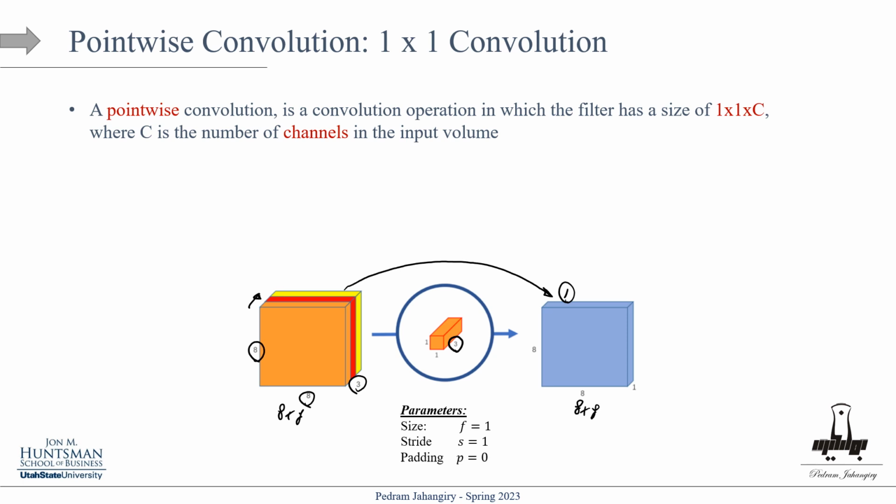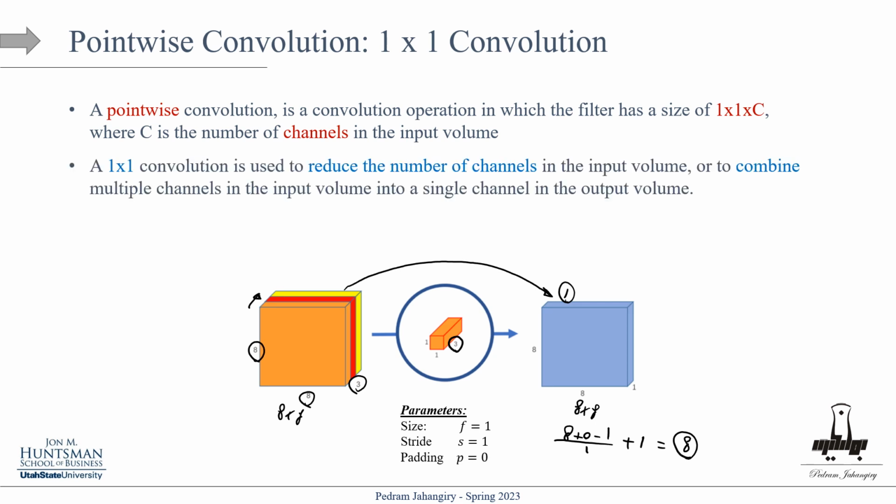Remember, in the depthwise or standard convolution, if the filter size was anything greater than 1, and we use, let's say, no padding, we know that the output has a lower dimension. But here, if you look at the dimension, what do we get? 8 plus 0 minus 1, divided by 1, plus 1. So we get back to number 8 here. As you can see, the dimension doesn't change, but the number of channels is going to be reduced to 1. So that's basically why we use pointwise convolution. It is used to reduce the number of channels in the input volume, or to combine multiple channels in the input volume into a single channel in the output volume, right?